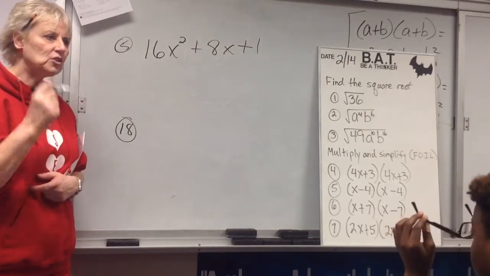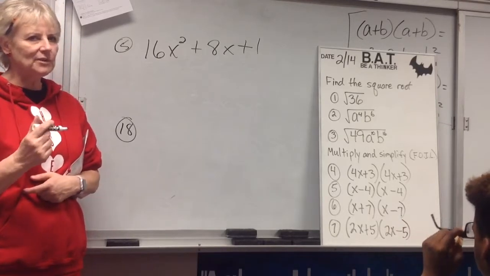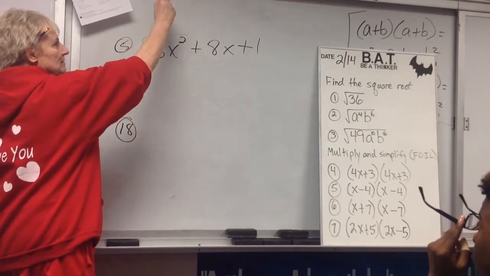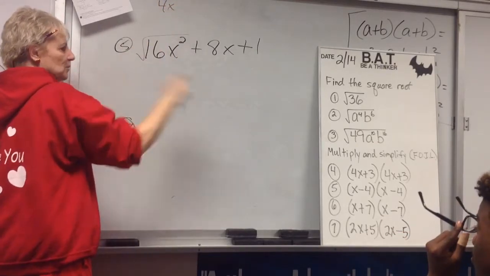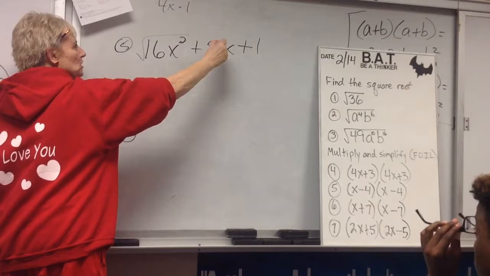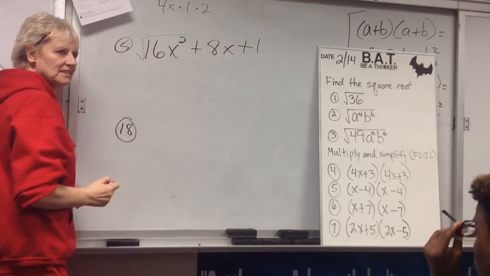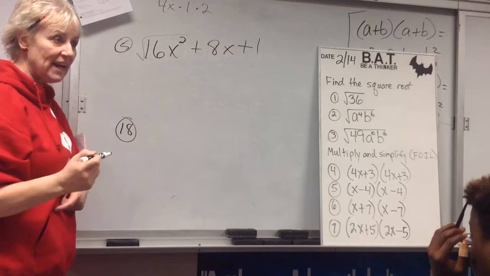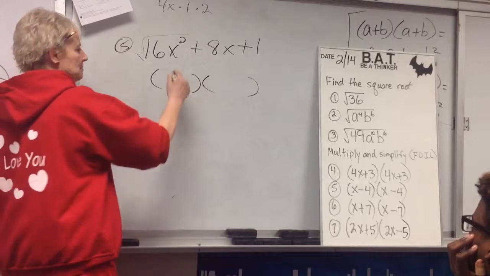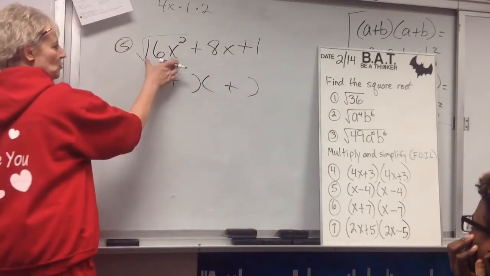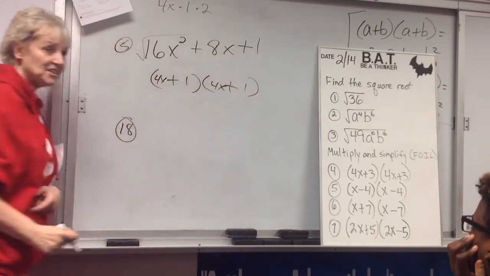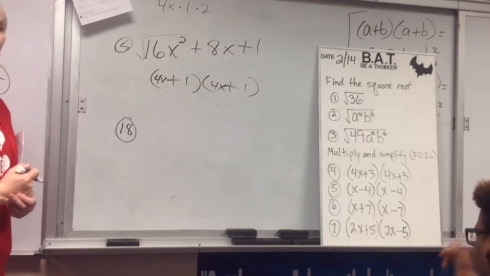A perfect square trinomial, we did this over a week ago, is when you take the square root of that, which is what? 4x. We'll go over that in a minute. Square root of 1, doubled, gives you that. The fastest way to factor these is you know you're going to have the same thing twice. Square root of that is 4x. Square root of that is 1. And that's the answer. Now you can do it the long way.